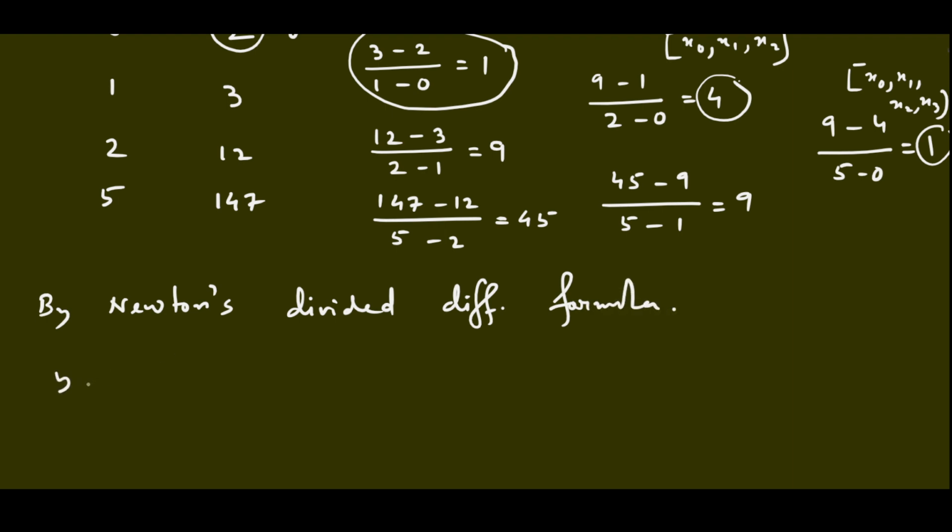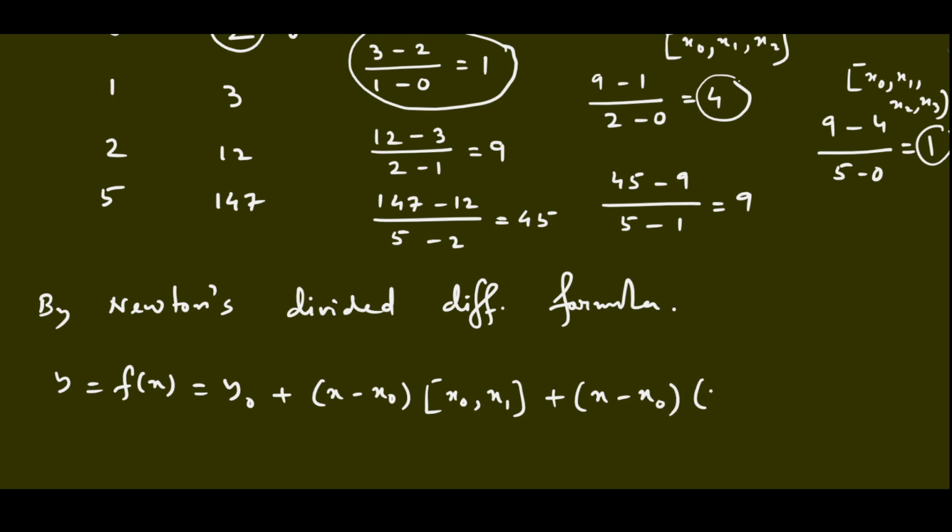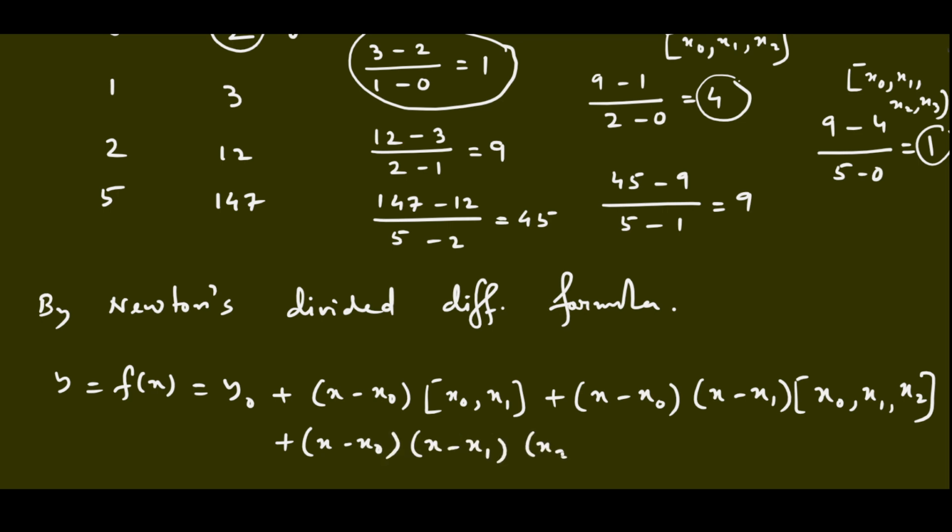Okay, so y, or you can write f of x. So what is the first term? y0 plus x minus x0 into delta x0 x1. It's already there in the table. Then x minus x0, x minus x1, we have x0 x1 x2, and one more term, x minus x0, x minus x1, x minus x2, and then x0 x1 x2 x3. Okay, so except x, which is a variable, all the values are given in the table.